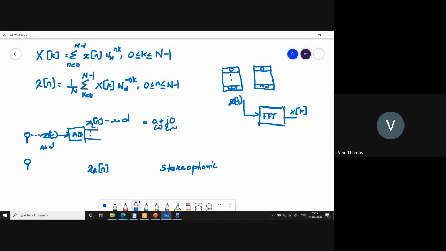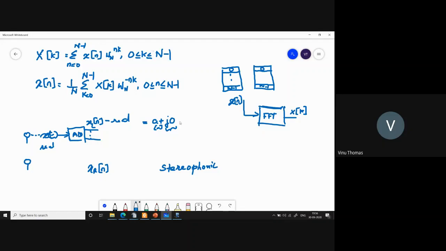For example, X1N could represent the left channel of stereophonic sound, and X2N could represent the right channel of the stereophonic sound. And then you can compute X1K and X2K, but with only one call to the FFT processor, which means you save on time and you also save on the memory. So that is the first application that we will be discussing.